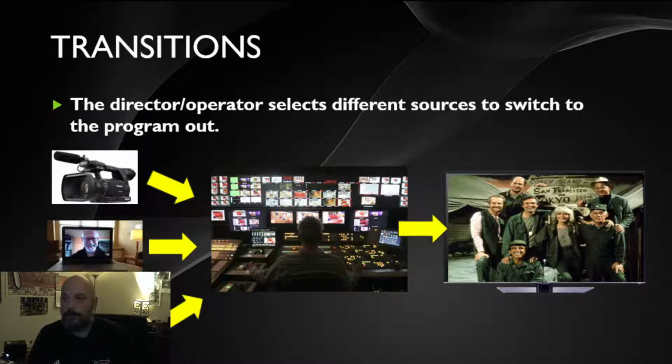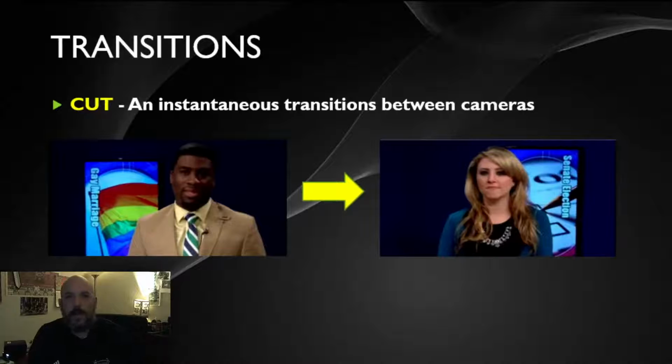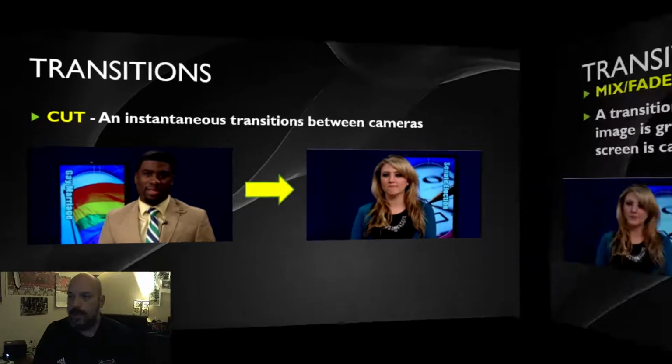So the director will sit at a production switcher and they can pick and choose from all the video sources that come in, and they can send them out using different types of transitions. The first type of transition we have is what's called a cut, and this is where a video goes from one signal straight to the other, and it's instantaneous. You don't see any degradation between the two. It just goes from one instant to the next, from one person to the next.